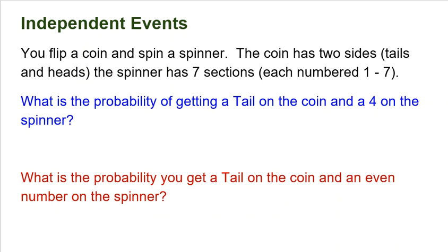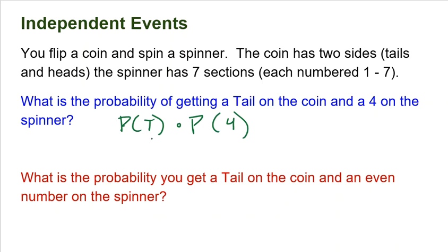So the coin has 2 sides, tails and heads. The spinner has 7 sections, equal size sections, numbered 1 through 7. Okay, first question: what is the probability of getting a tail on the coin and a 4 on the spinner? Well, all you have to do is multiply. So we have to find the probability of getting a tail and multiply it by the probability of getting a 4. It's that simple. They're independent, so multiply away.